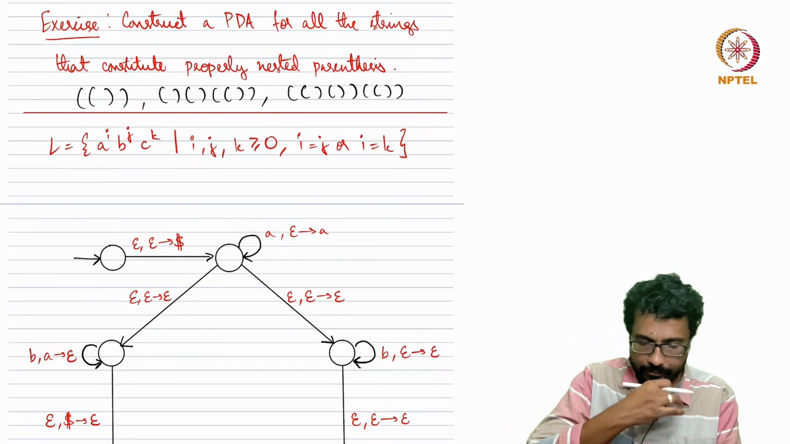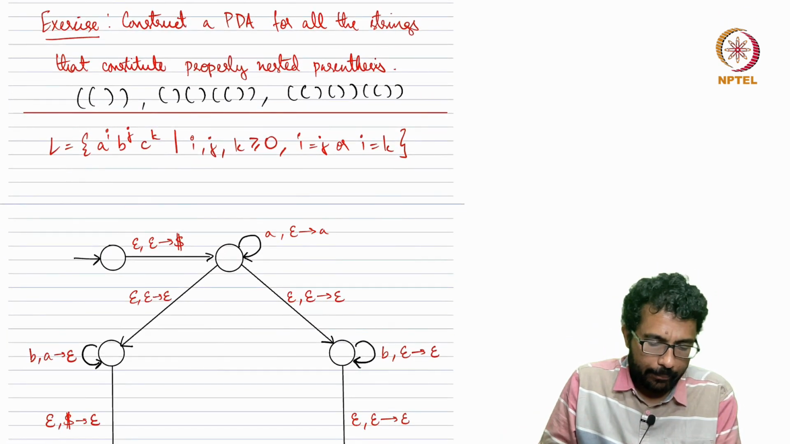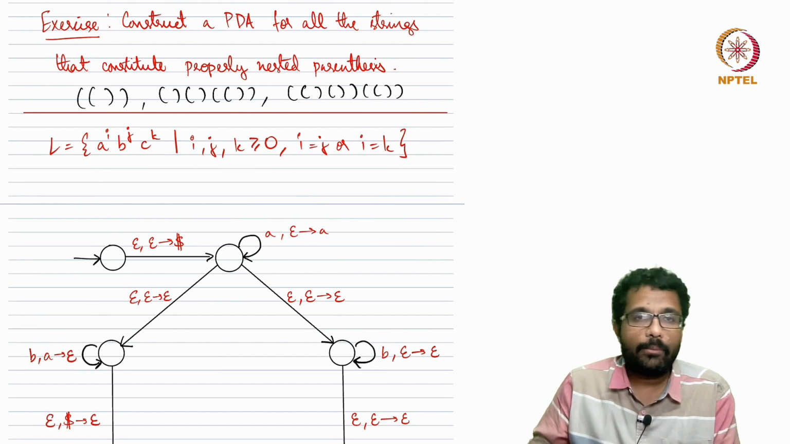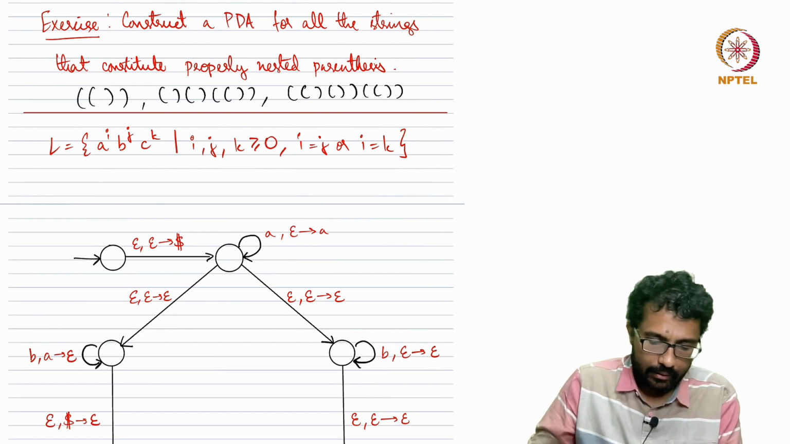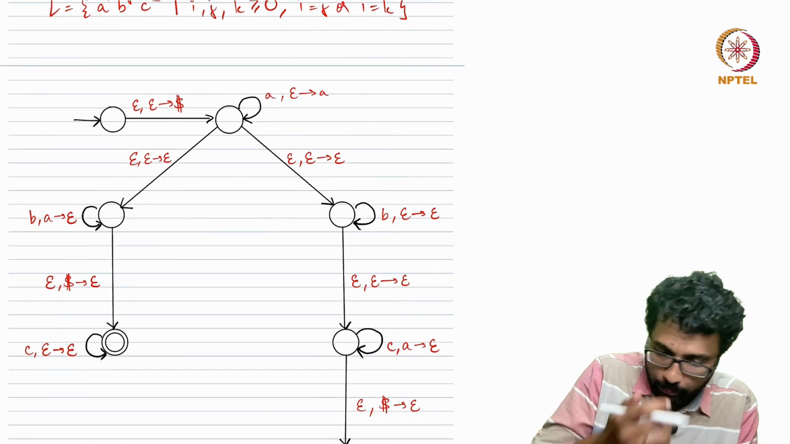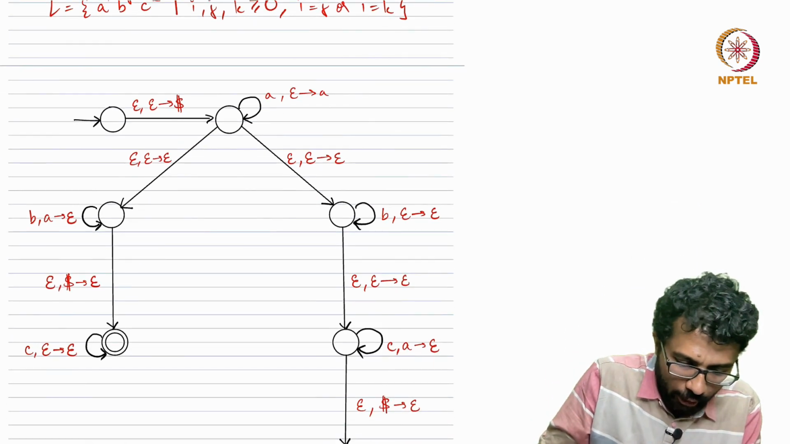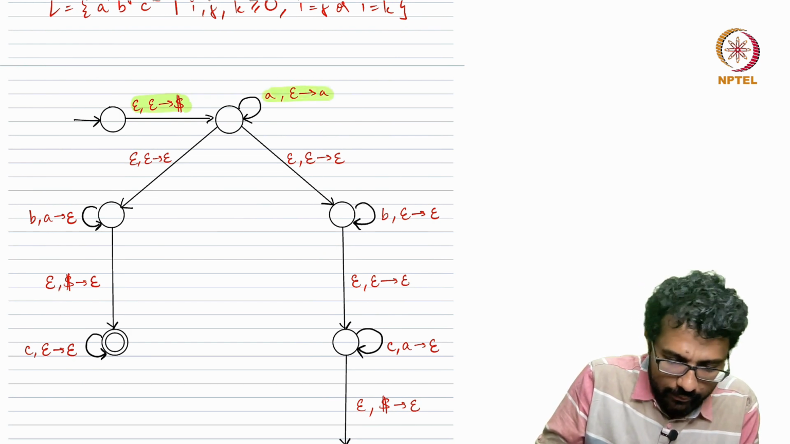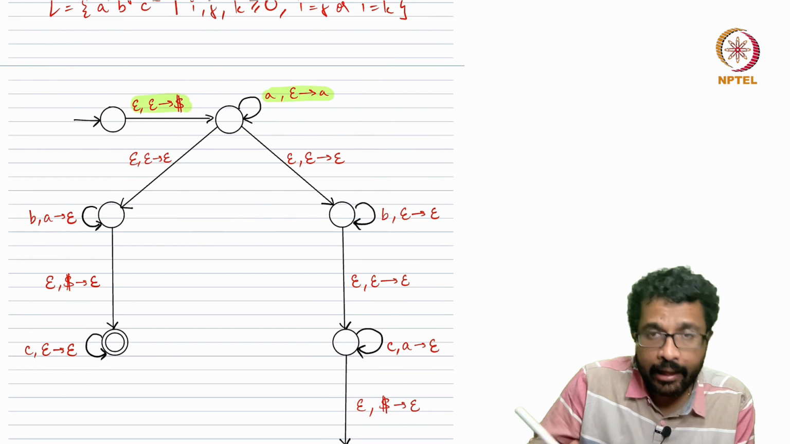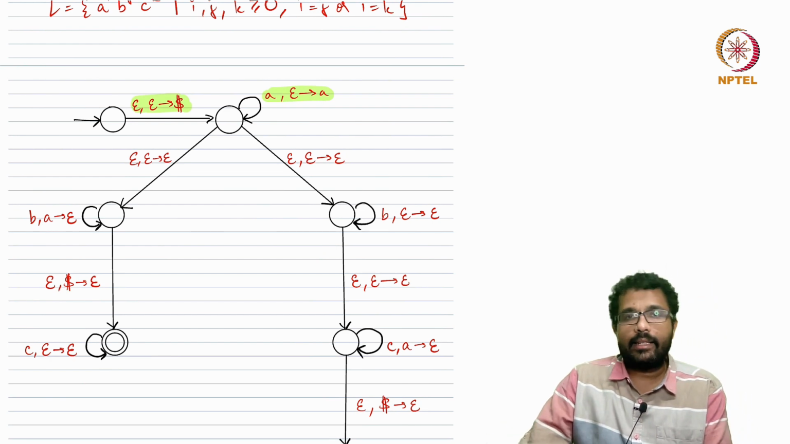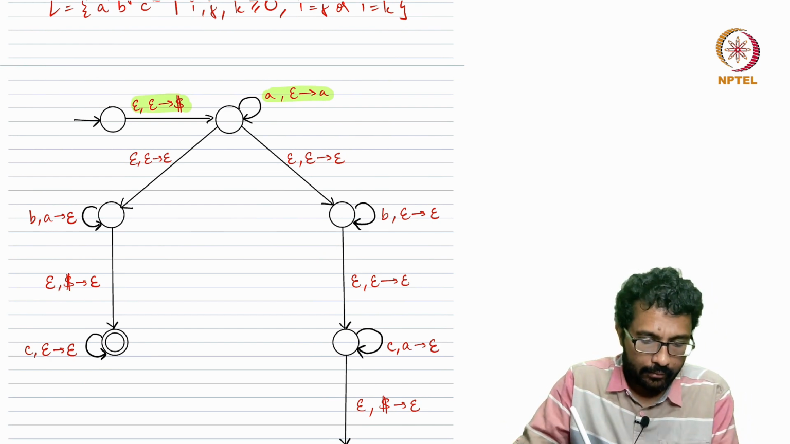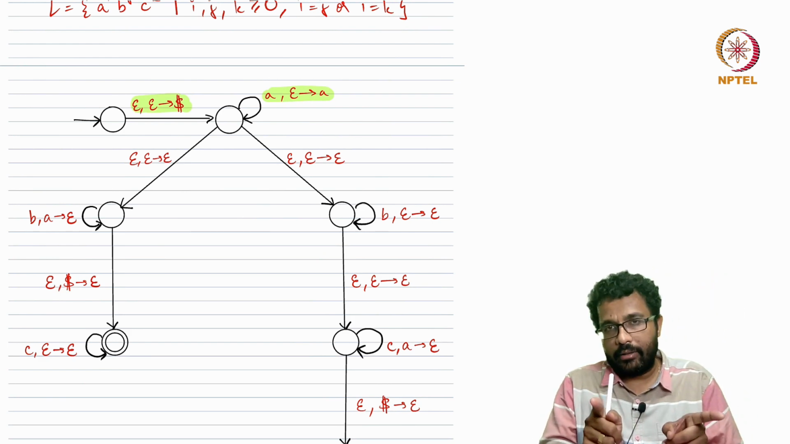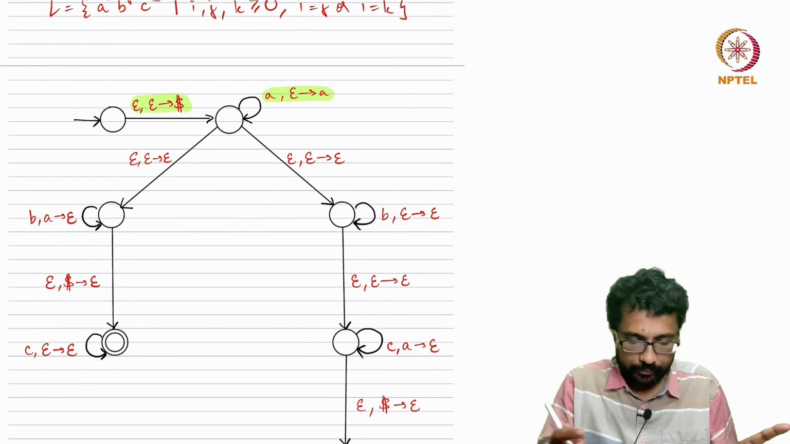So coming back, a power i, b power j, c power k, where the number of a's equals the number of b's or the number of a's equals the number of c's, right? So we do the same thing here. We push a dollar at the beginning, and we loop over here. We add an a into the stack for each symbol a that is read, and then we make this fork. There are two possibilities.